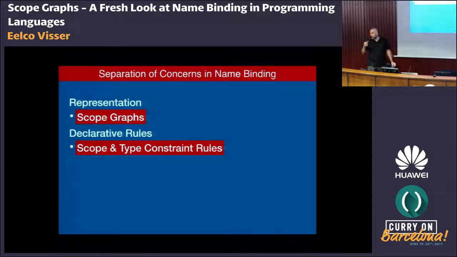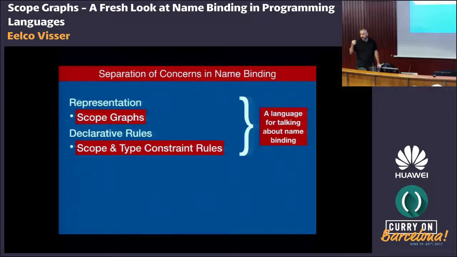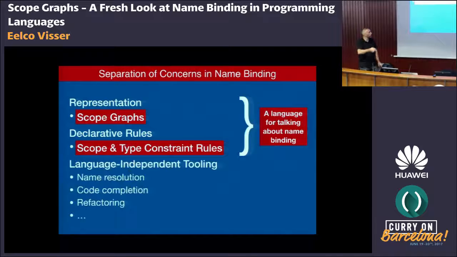All right, so what do we have? We have an approach for declaratively defining the name binding of programming languages. That consists both of a representation, scope graphs, and a declarative language in which we can define, by means of constraint generation rules, how we map ASTs to scope and type constraints. And this gives us a language for talking about name binding in programs.